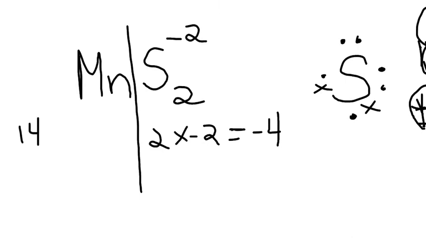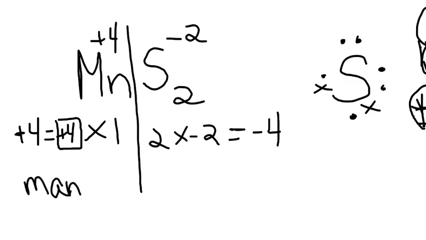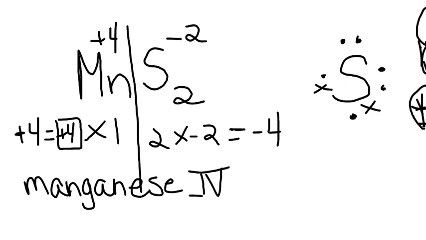I want the +4 to be my net positive charge, and I only have 1 manganese. What charge should the manganese have? 1 times what equals +4? You got it. +4. So the name of this compound is manganese, Roman number 4. For those of you that don't know your Roman numbers, V is 5, and when you put a 1 to the left of it, that makes it 4. And the sulfur atom takes on the IDE ending, sulfide.